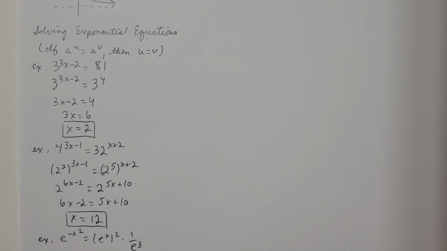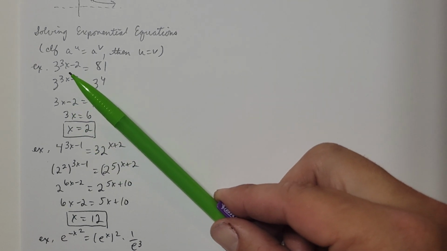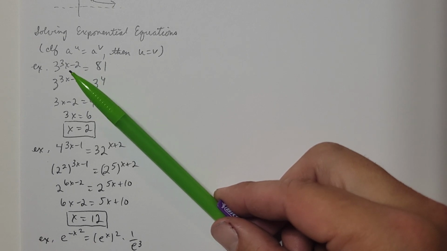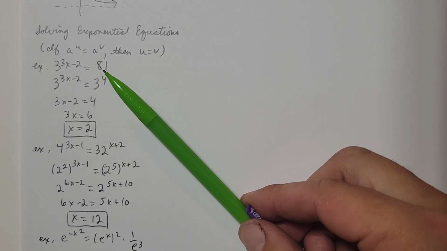Okay? Now you don't need to bother checking your answers if you don't want. You're not going to have extraneous solutions here with this kind. Of course you can check the answers if you want. So if x is 2, 3 times 2 is 6, minus 2 is 4. 3 to the 4th, yeah, that's 81, okay?